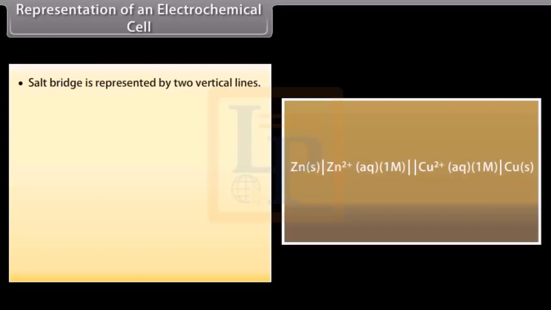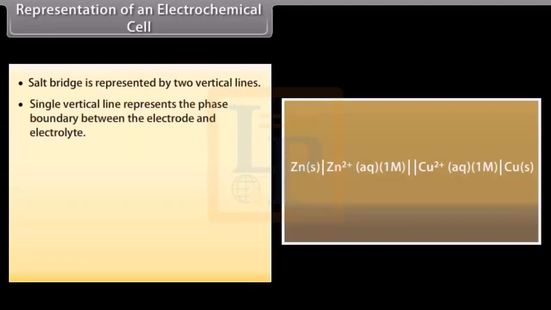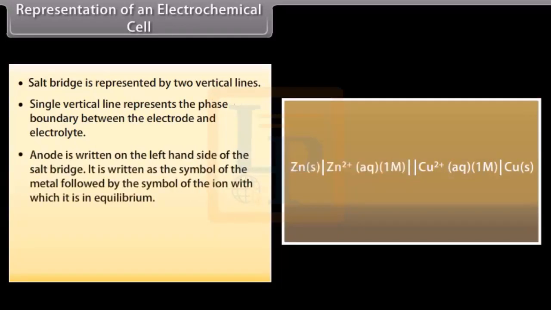Representation of an electrochemical cell. An electrochemical cell or a galvanic cell is represented in a manner as follows. Salt bridge is represented by two vertical lines. Single vertical line represents the phase boundary between the electrode and electrolyte. Anode is written on the left-hand side of the salt bridge.